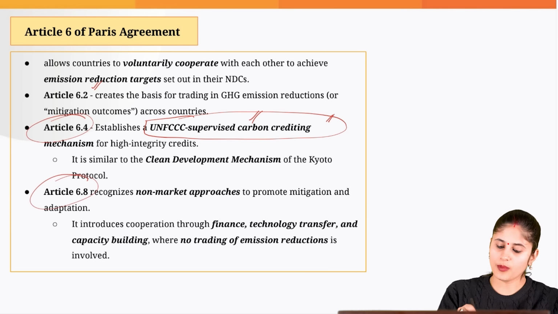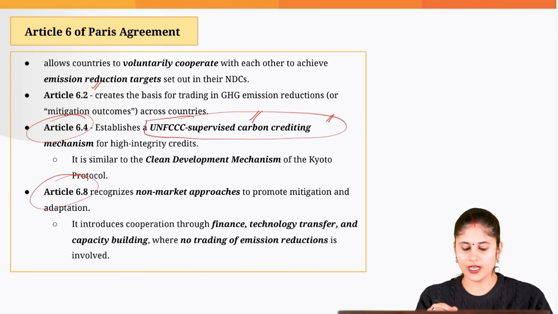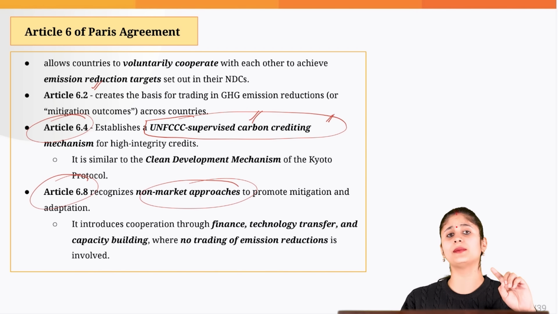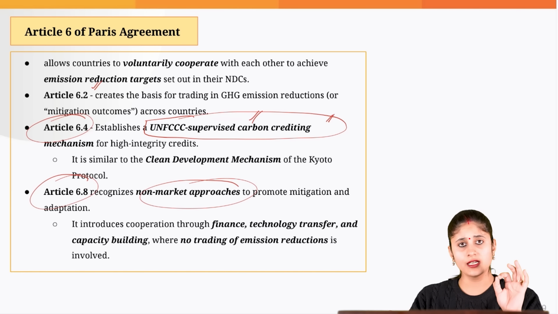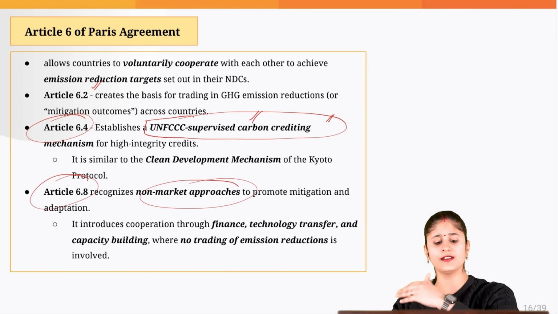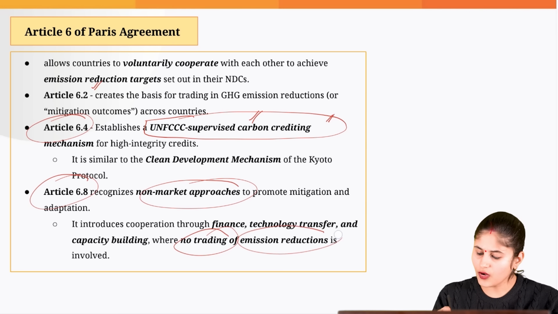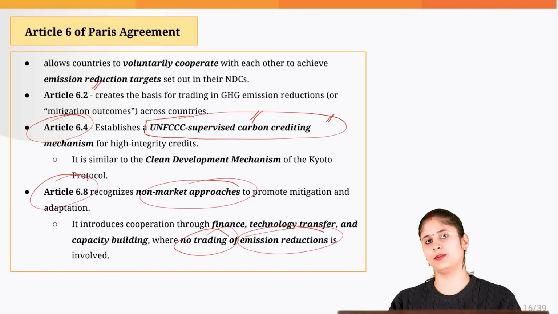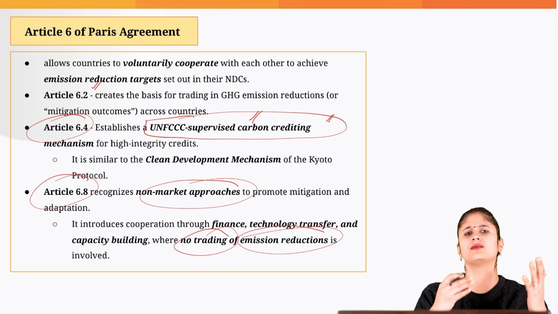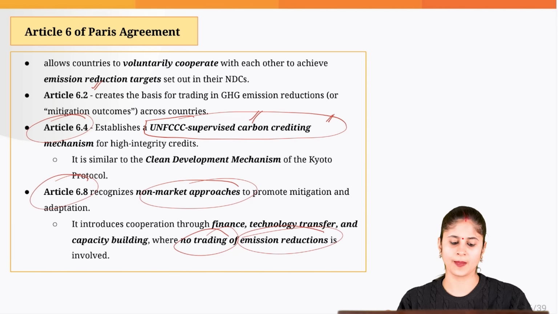When you talk about Article 6.8, herein we are following the non-market approaches. Why am I saying non-market approaches? Because here one country would be providing the finance, the technology, etc., but no trading of carbon credits would take place. Okay, so on a philanthropic basis, one country might be helping another country.